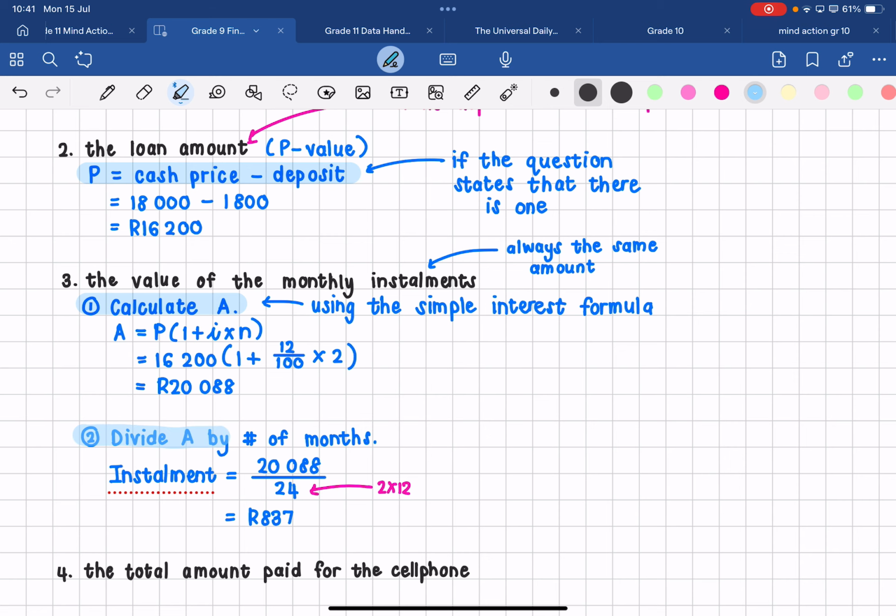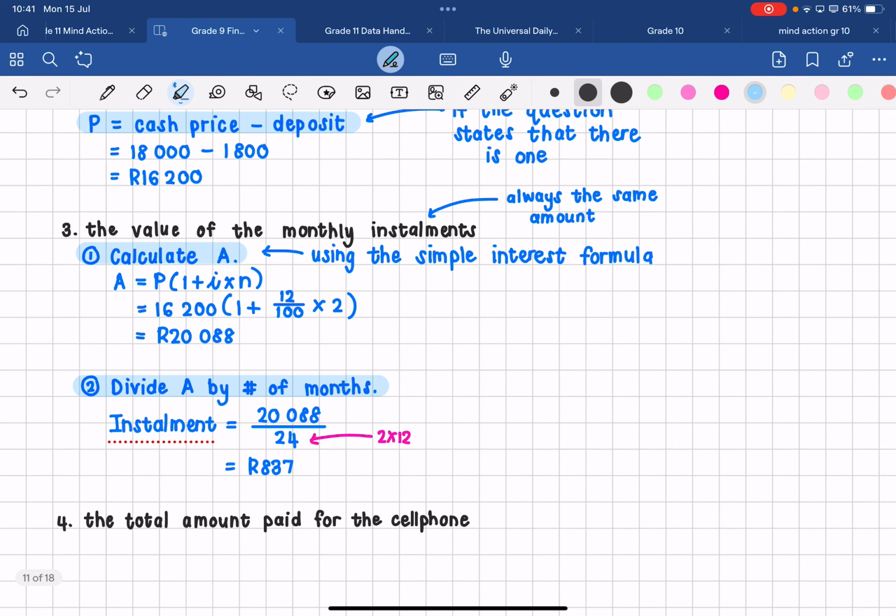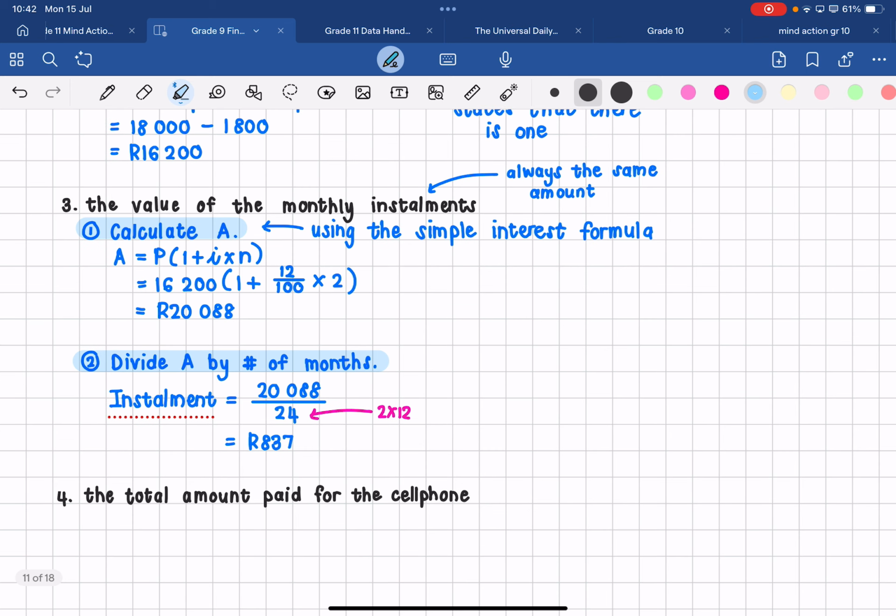When they're asking you to find the value of the monthly installments, you're going to calculate A. And then once you have your A value, you are going to divide that by the number of months. So that's step 2. Now again, the number of months depends on what they told you in the question. Right? For this question, it was 2 years. If it was 3 years, you would have 36 months. If it was 4 years, you would have 48 months. So the number of months depends on what they tell you in the question.